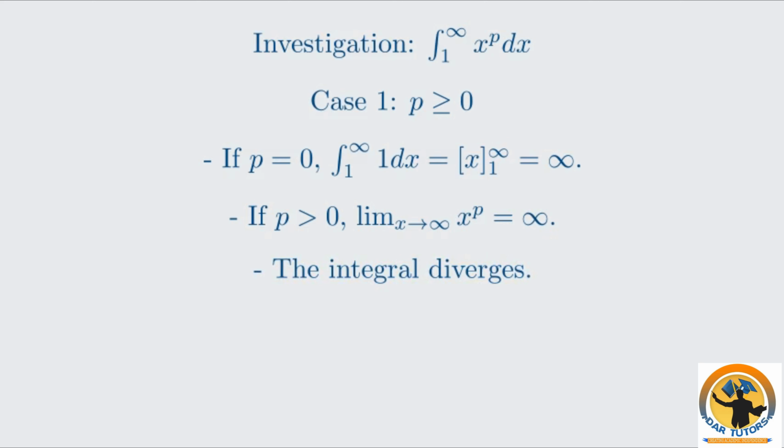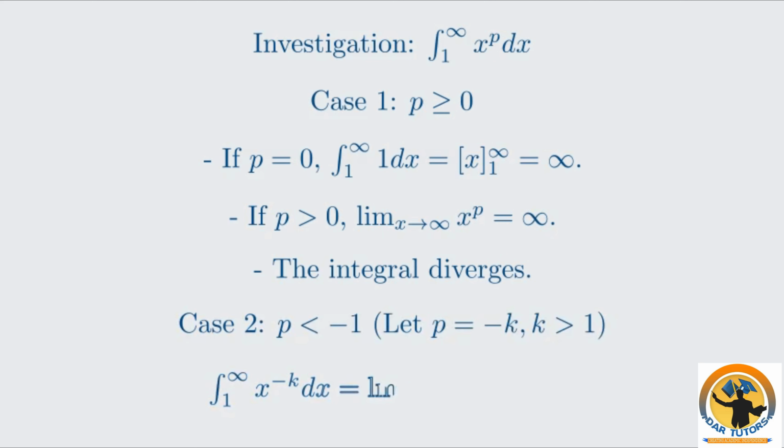Now let's consider the case where p is less than -1. Let's write p as -k, where k is greater than 1. The integral becomes the limit as b approaches infinity of the integral from 1 to b of x to the -k dx. The antiderivative is x to the -k plus 1 divided by -k plus 1.